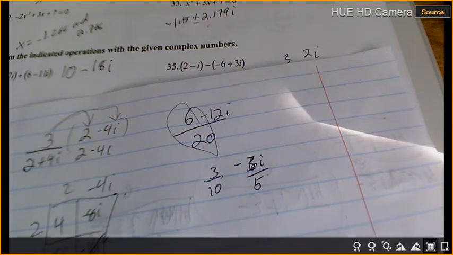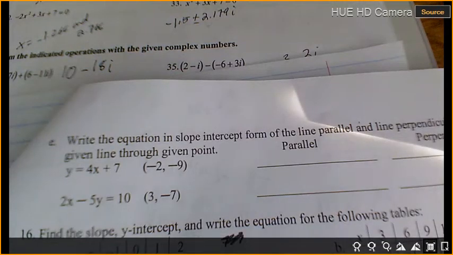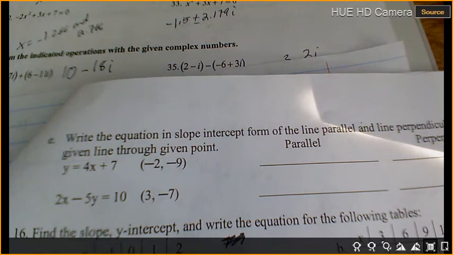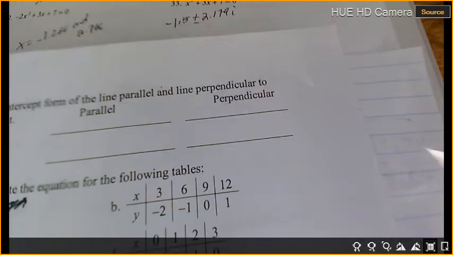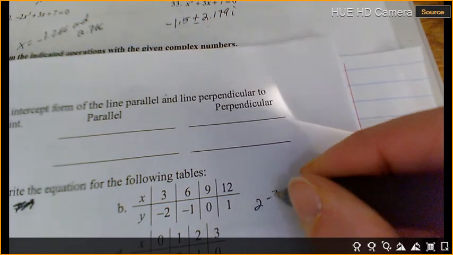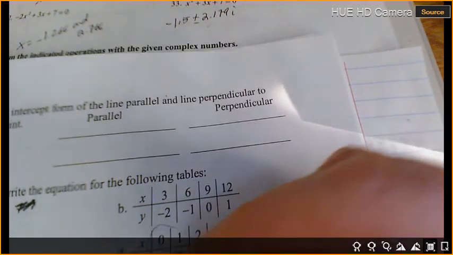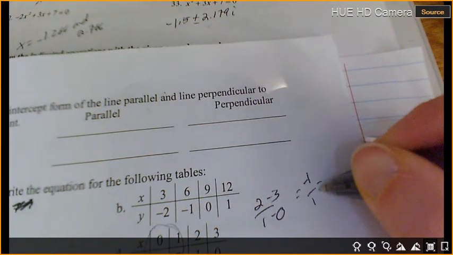Okay, let's look back at 16. 16 is talking about finding the slope and y-intercept. We're good here? I mean, we should just try this. Yeah. You want to do one more? Okay, let's just look at D. Okay, so we can find the slope. We're just going to go 2 minus 3 over 1 minus 0. I got them from right here. And I get negative 1 over 1, which is just negative 1.